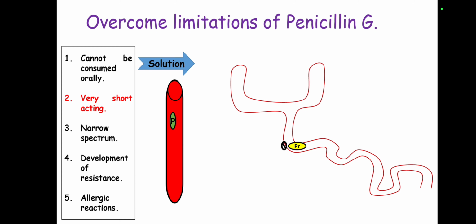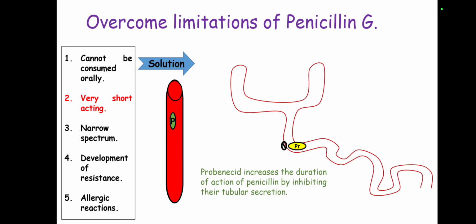Probenecid has higher affinity for the pumps, so obviously probenecid keeps on going out. So penicillin cannot go out, so it stays in the blood and keeps on acting for a long period of time. So you can say probenecid increases the duration of action of penicillin by inhibiting their tubular secretion. This is one method by which we can increase the duration of action of penicillin.